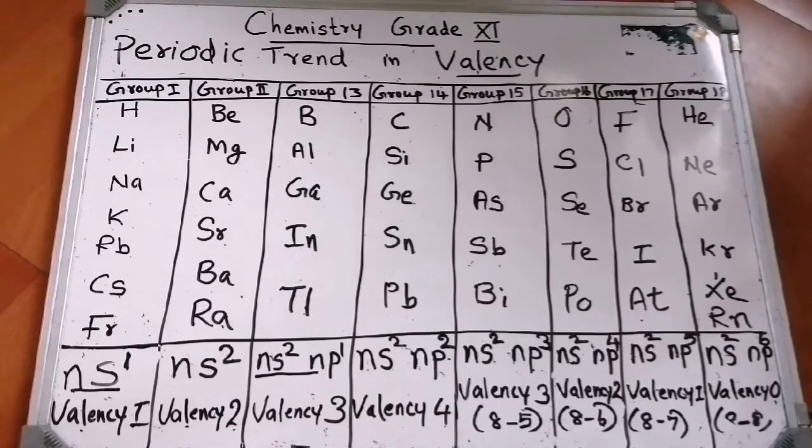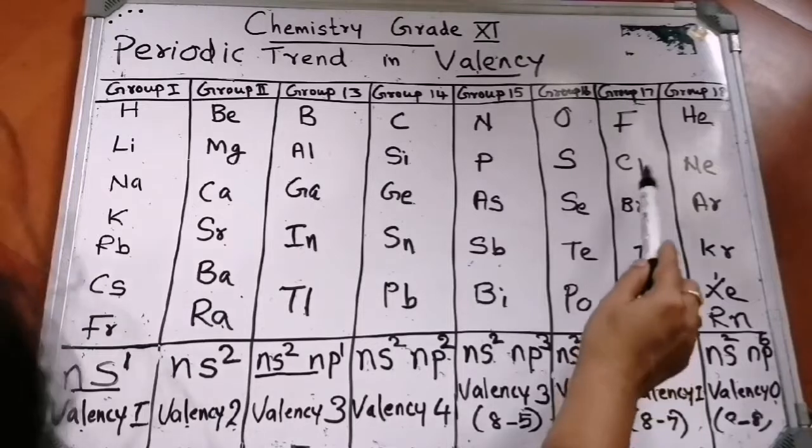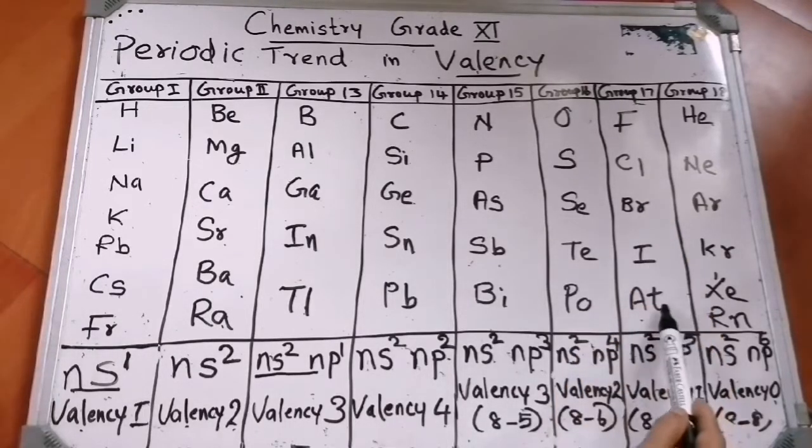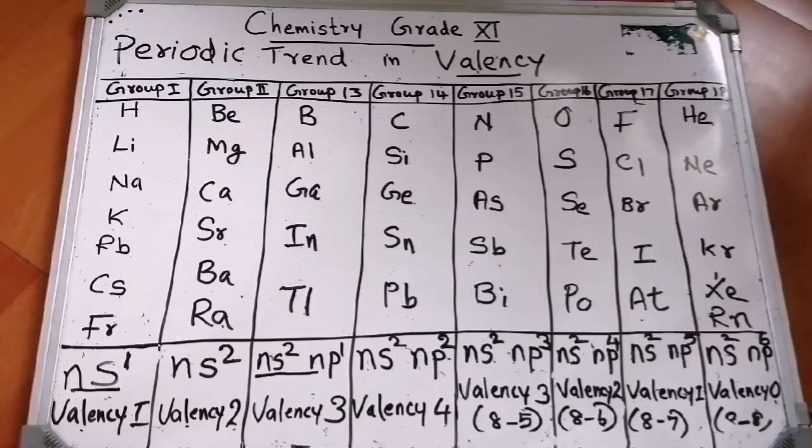Group 17 elements, which include fluorine, chlorine, bromine, iodine and astatine, their general electronic configuration is ns2 np5. As they have 7 electrons in the outermost shell, it is easier for them to gain 8 electrons in the outermost shell by sharing 1 more electron from other elements. So valency is 1, it is 8 minus 7.